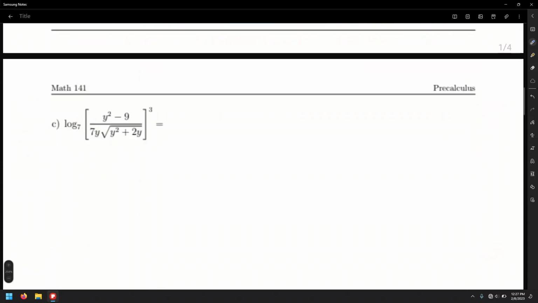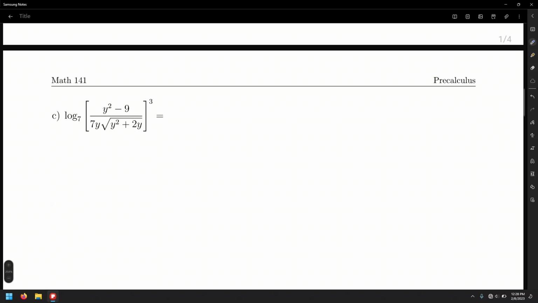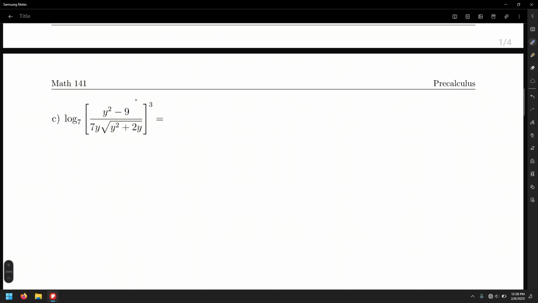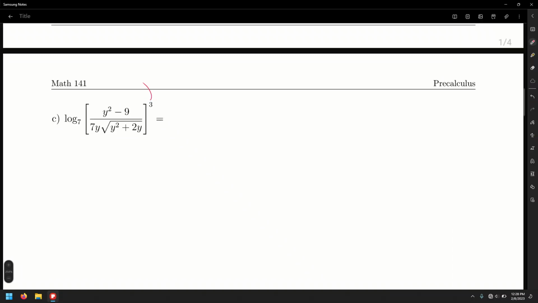What do we have? Oh my God! It's log base 7 of the quantity y squared over 9, all divided by 7y times the square root of y squared plus 2y, and the whole thing being cubed. Again, because the cubed right here affects both the numerator and the denominator factors, you might want to simplify this by the smackdown rule. So have the exponent jump in front and become a coefficient. Okay?